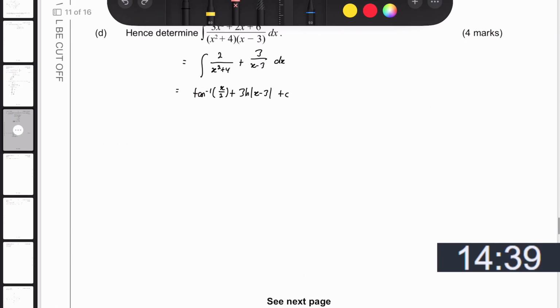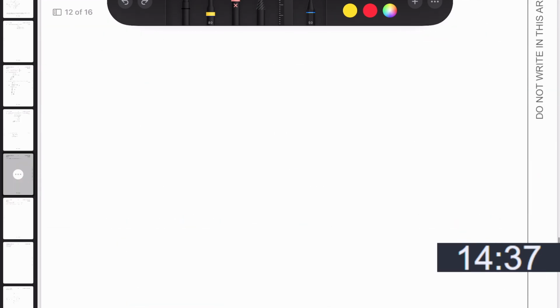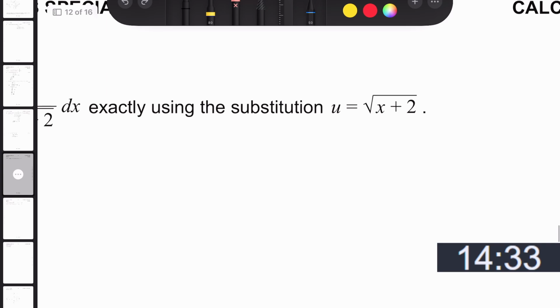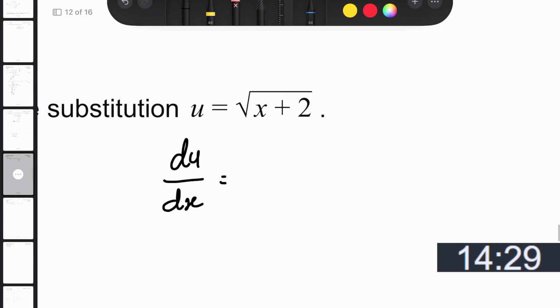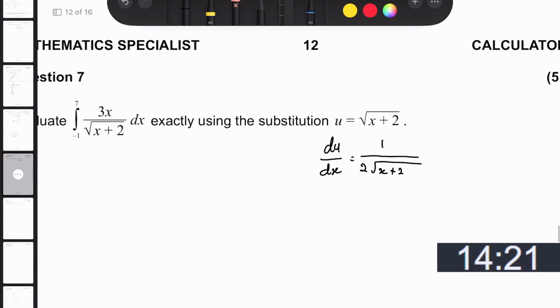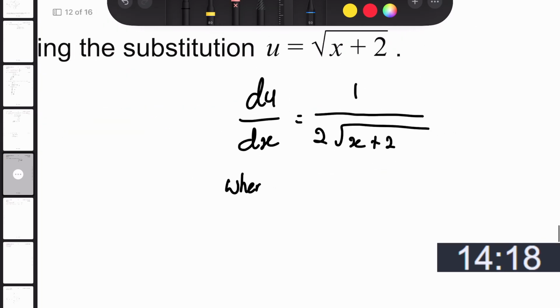Now whatever, we're just gonna move on. So using this substitution, then du dx is going to equal a half of 1 on 2 square root of x plus 2. Then when x is equal to 7, u is going to be equal to 3, and u is going to be equal to 1 when x is equal to -1.